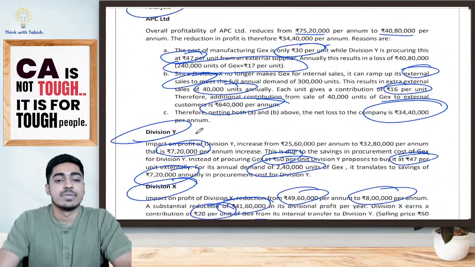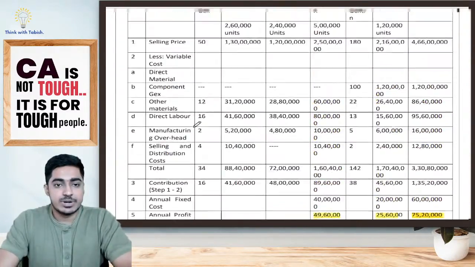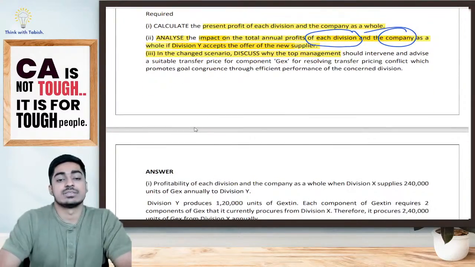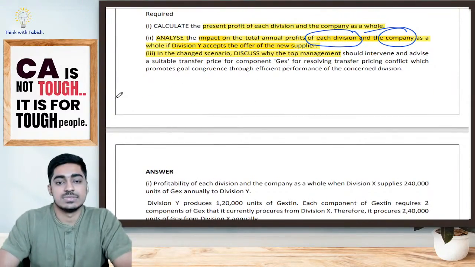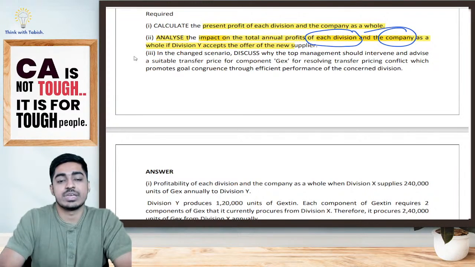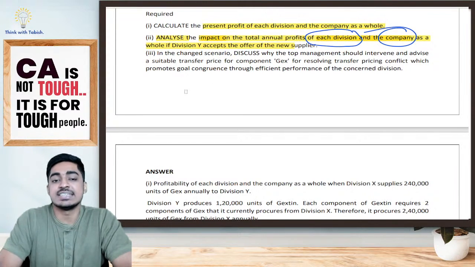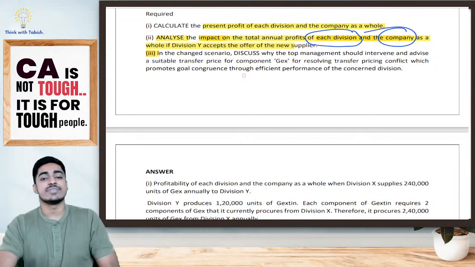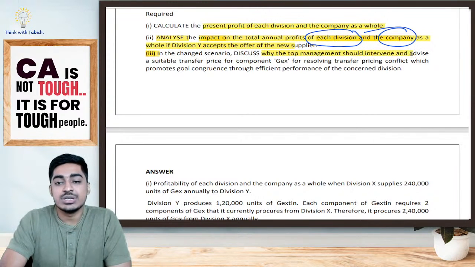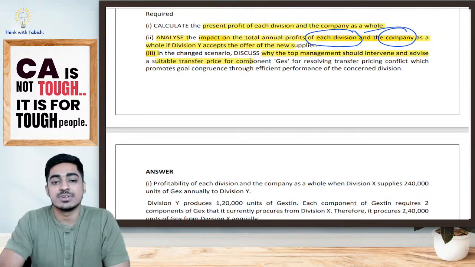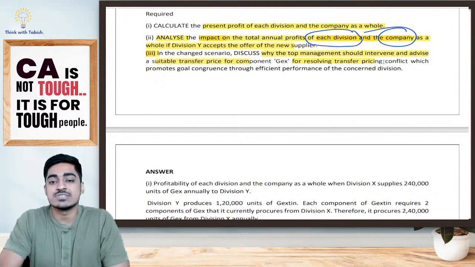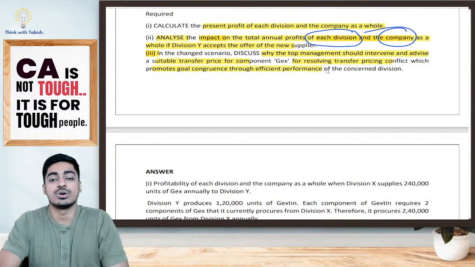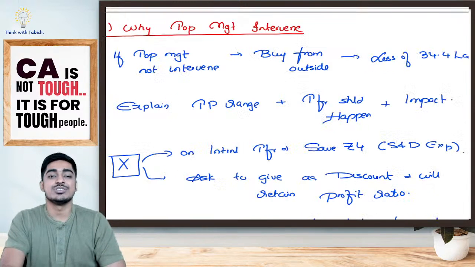Now, what is the third part of the question? In the changed scenario, revise the scenario: when division Y says no, I will buy from outside at 47, why should top management intervene and advise a suitable transfer price? To resolve the transfer pricing conflict, which promotes goal congruence. Why should top management intervene?